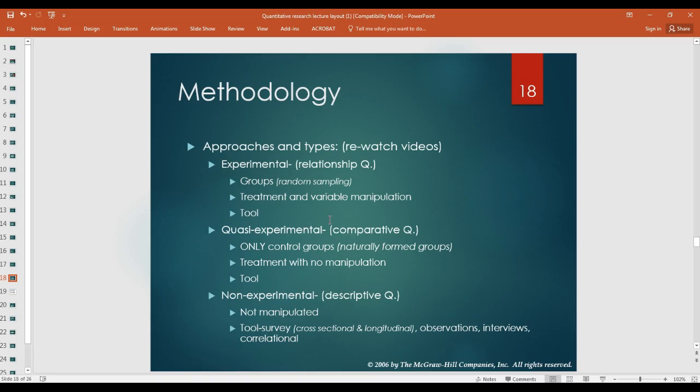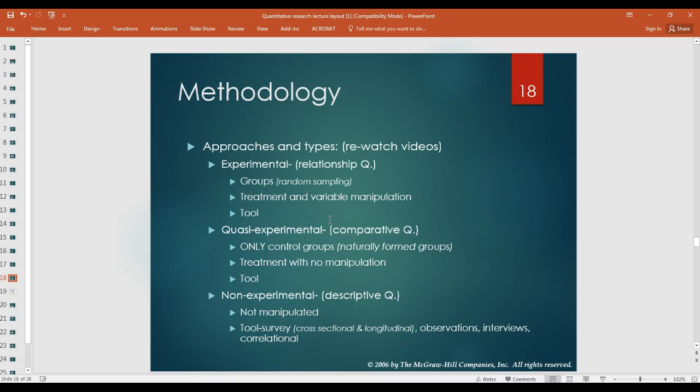Now, in quantitative research, we only have 3 types of designs. Okay, experimental, quasi-experimental, and non-experimental. In the experimental, the research question will be the relationship question, if you remember. The quasi-experimental, the question will have to be a comparative question format, and the non-experimental has to have a descriptive question format. Okay, now what is the difference?